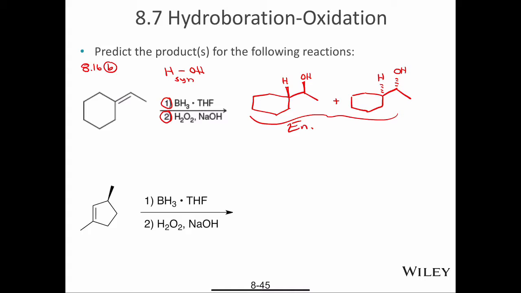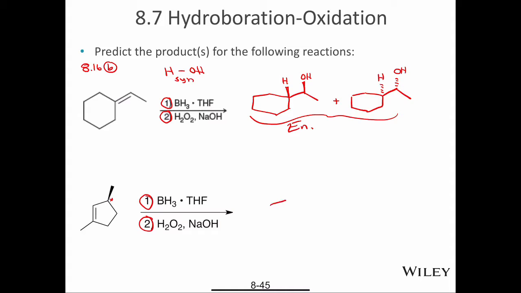If I take a look at the second one, this one already has a chiral center in it, so that's going to make it a little bit more interesting. Again, first step is treating it with borane and THF, and second step is treating it with hydrogen peroxide and sodium hydroxide. You have to memorize these reagents. You have to memorize the order.